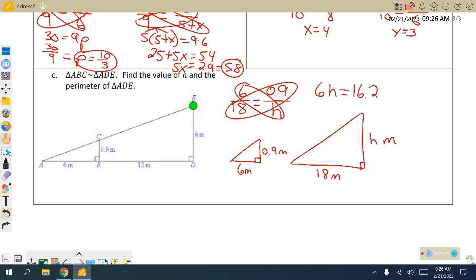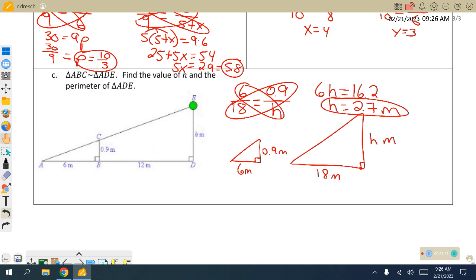And check me as well. Somebody get 2.7? 2.7 what? It's got units on there, so please include those units as well. Now the directions have one other thing they'd like us to do. Find the value of h, did that.